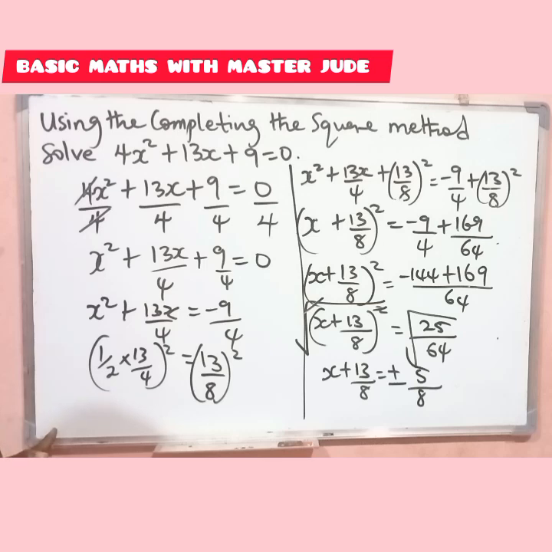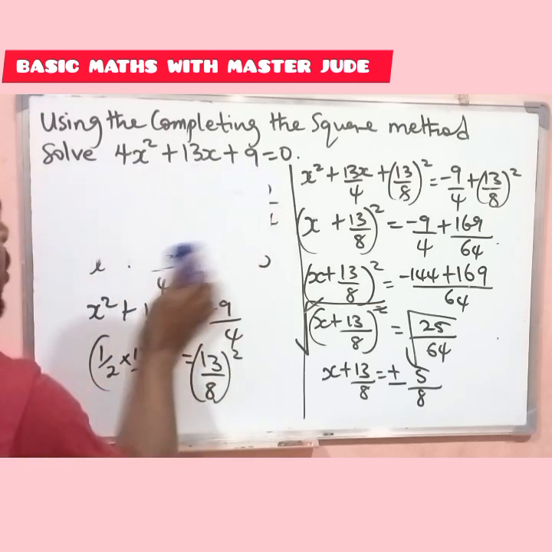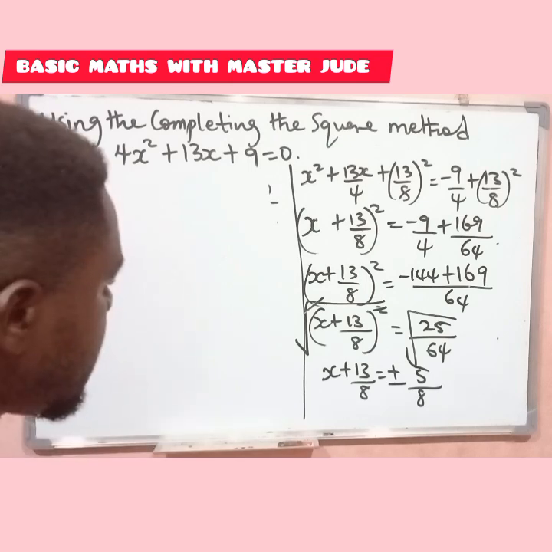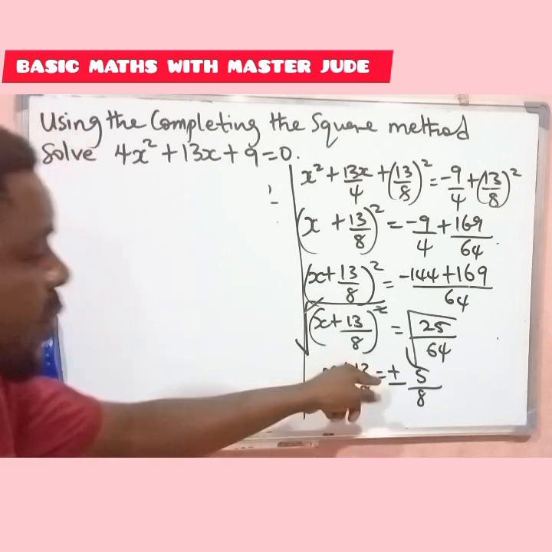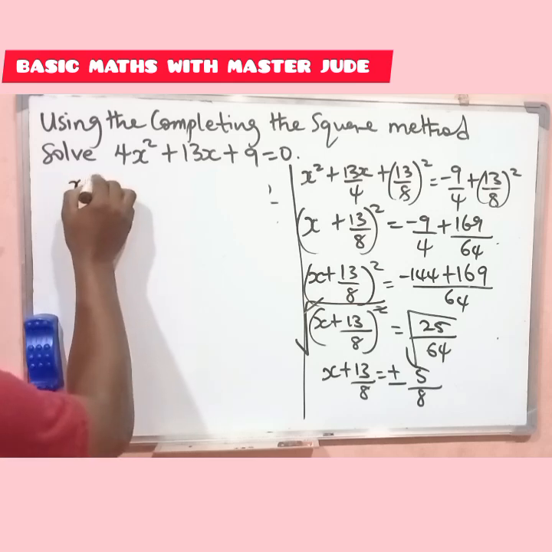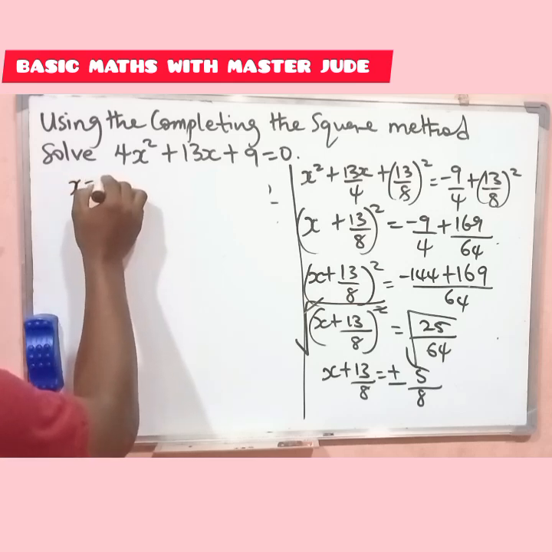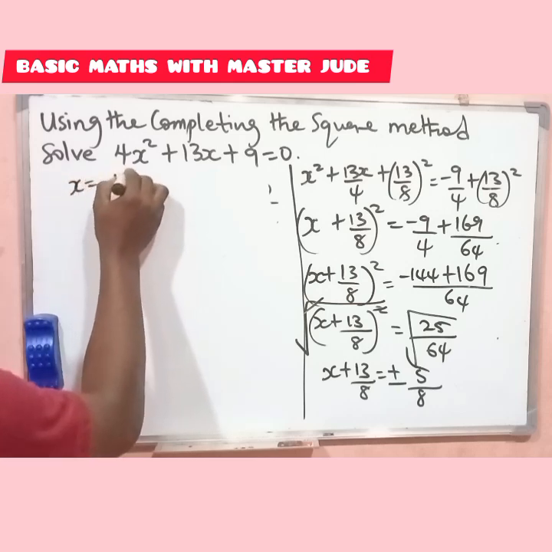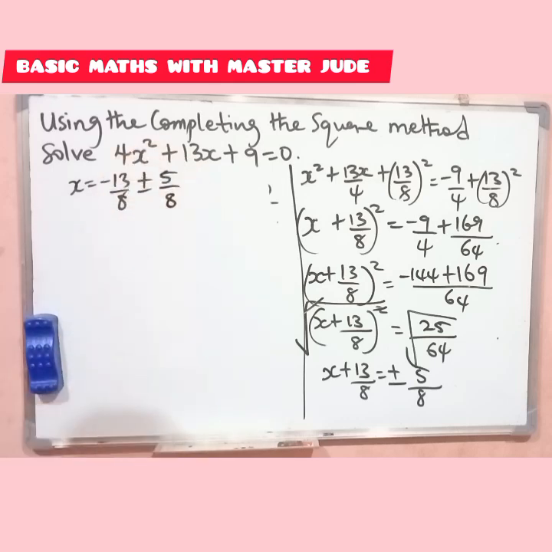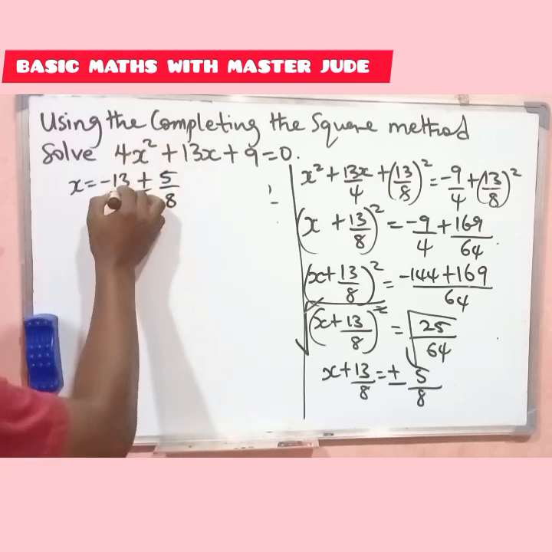Let me clean this other side of the board. Look at what we are going to do at this point. Plus 13 over 8 will cross the equality sign to give us minus 13 over 8. So x is equal to minus 13 over 8 plus or minus 5 over 8.